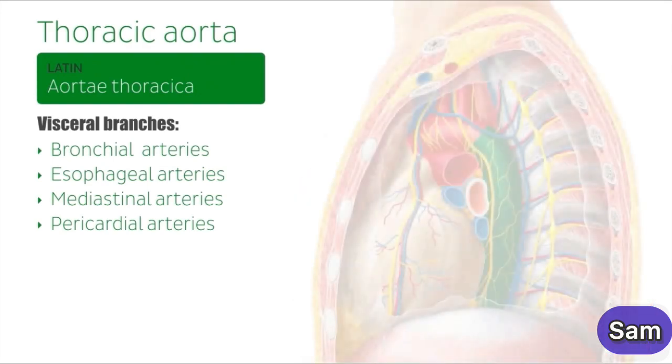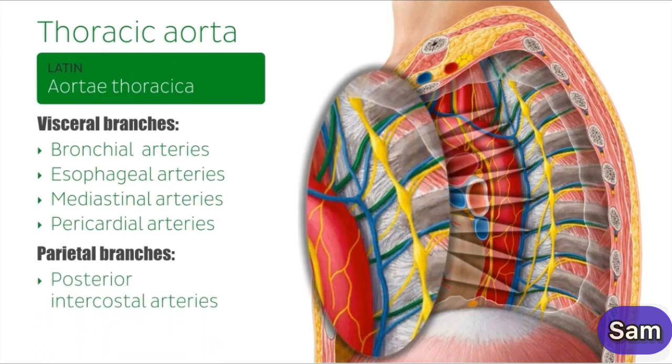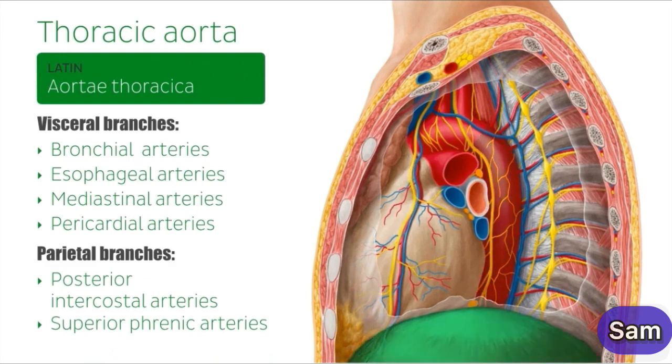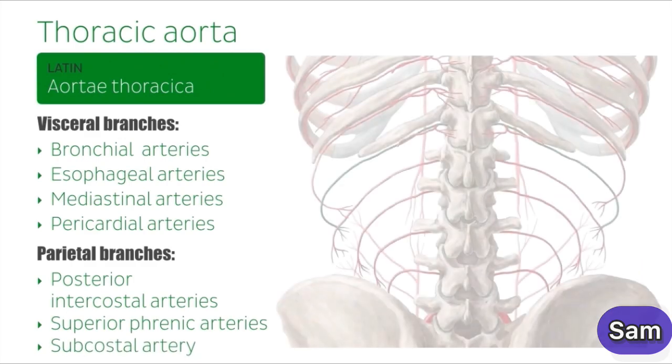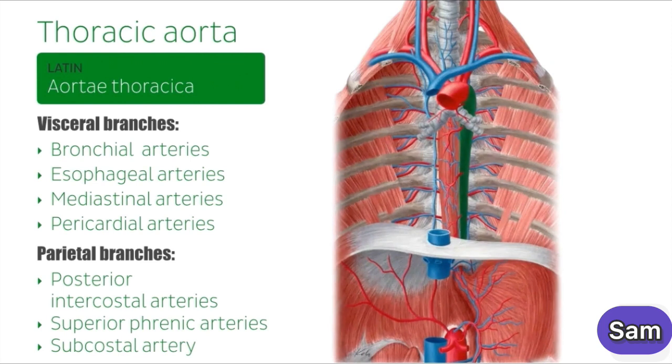The thoracic aorta also gives rise to the following parietal branches, which supply the muscles of the thorax. These branches are the posterior intercostal arteries, the superior phrenic arteries, which course along the superior surface of the diaphragm, and the paired subcostal artery. And just a last note that's important to mention, at approximately the level of the 12th thoracic vertebra, T12, the thoracic aorta enters the abdominal cavity through the aortic hiatus of the diaphragm and becomes the abdominal aorta.